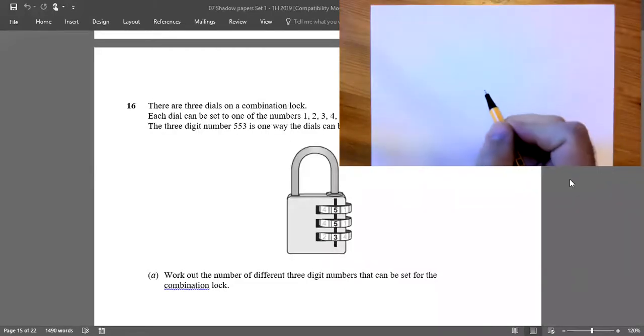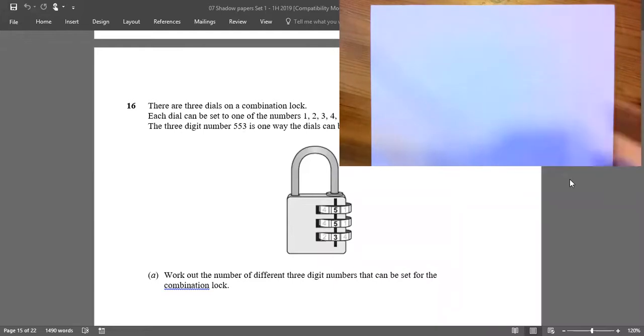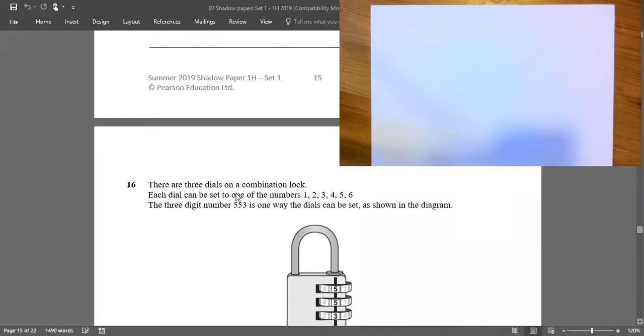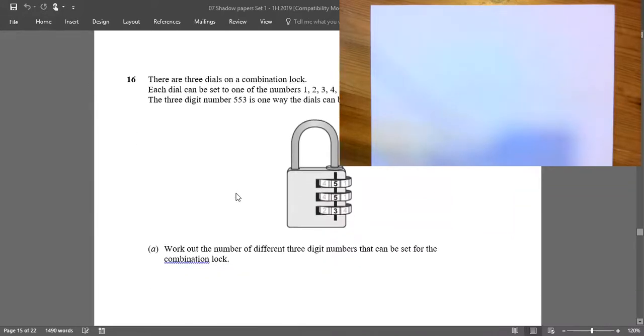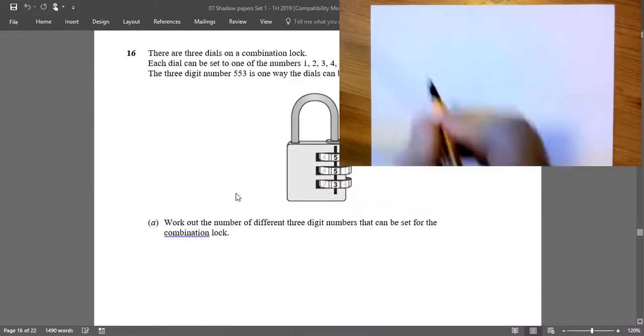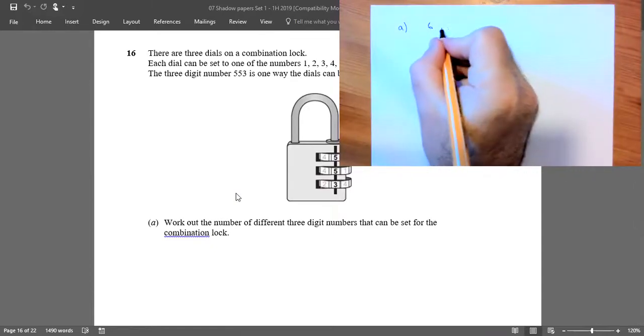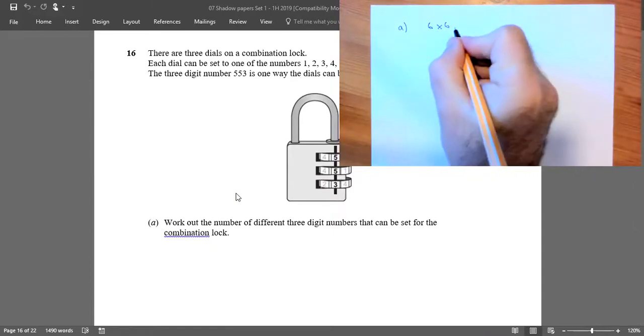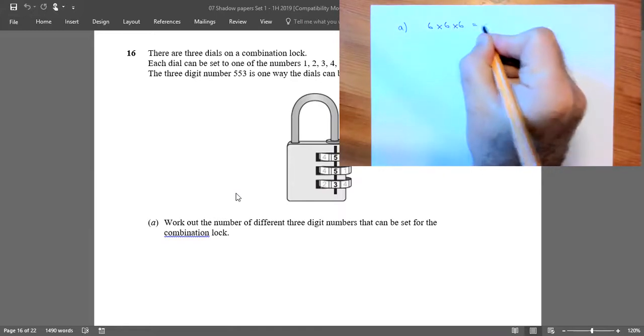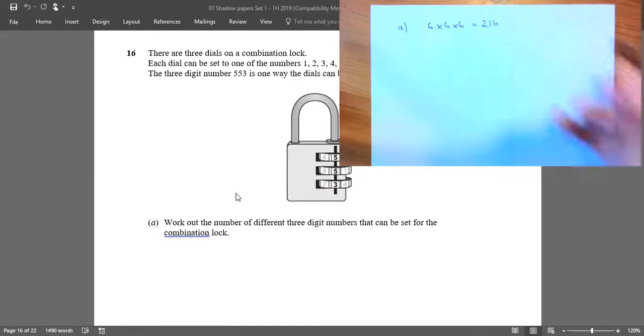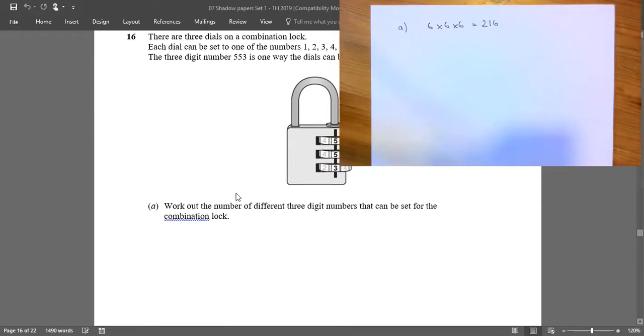Okay, so question number 16. Each of the combinations can be the numbers between 1 and 6. So there's 3 numbers. For the first number there's 6 possible outcomes, for the second number there's 6 possible outcomes, and for the third number there's 6 possible outcomes. So that gives me a total of 216 possible outcomes.